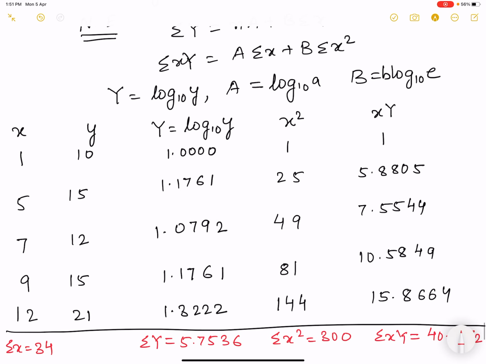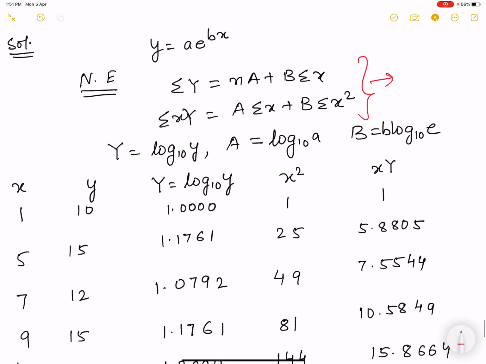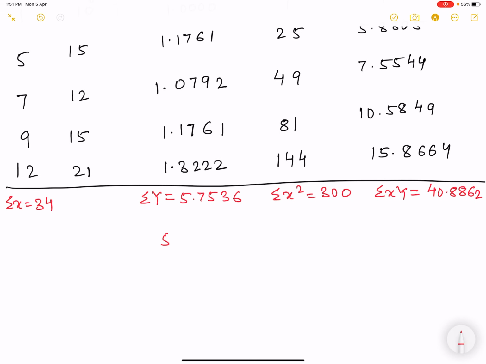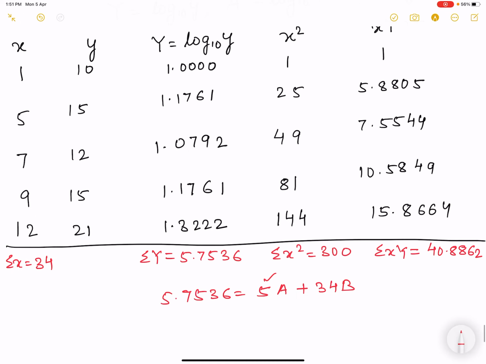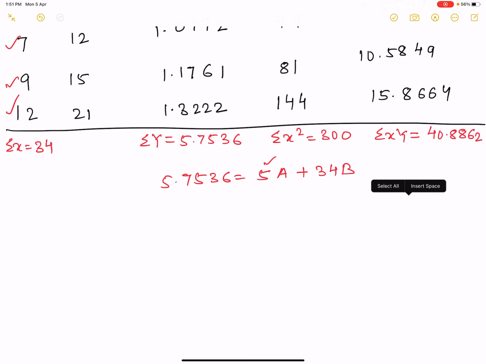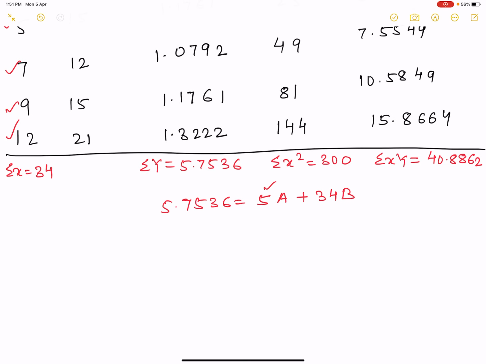Okay, now put all the values in our normal equations which we had written. I am putting the values. So sigma Y, which is 5.7536, is equal to 5 times A plus 34B. Why it is 5? Because the value of n is 1, 2, 3, 4, 5. Now sigma small x capital Y, which is 40.8862, is equal to 34A plus 300B.